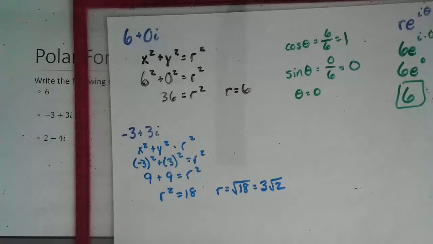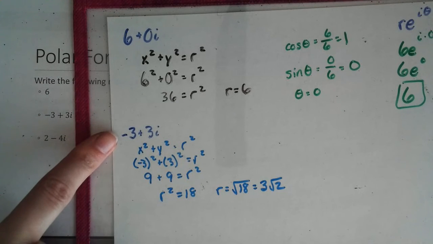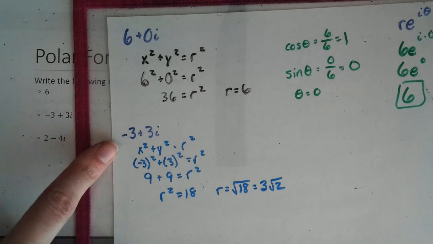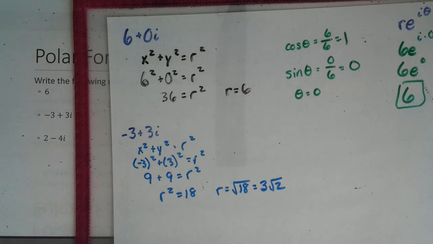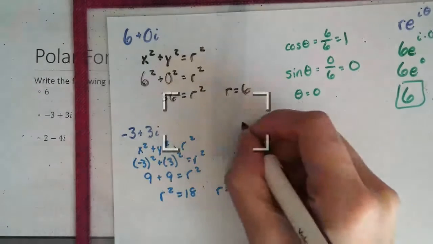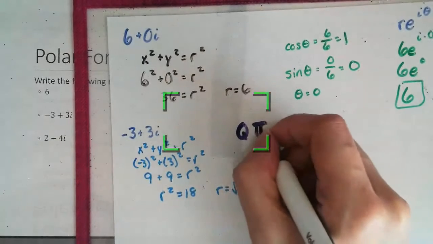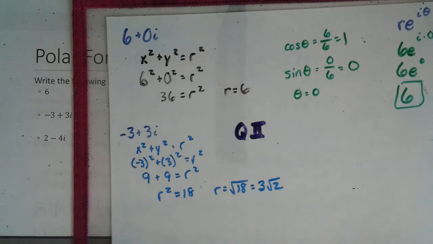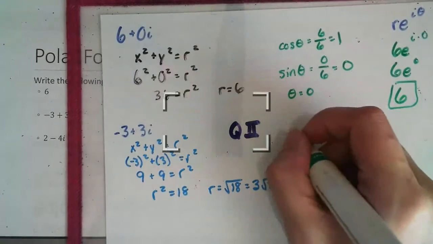Now before I start diving in on theta, I want you to think about what quadrant negative 3 plus 3i is in. It has a negative x value and a positive y value. That puts us in quadrant 2. So whether I use sine or cosine, I need to make sure that I'm coming up with a value in quadrant 2. I'm going to use sine and just see what happens.